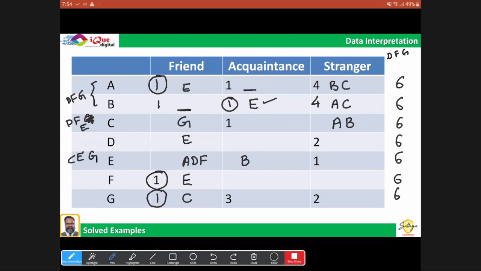Now G for sure is a stranger for whom? G is a stranger for A and B. What is the reason for that? If you get that G is a stranger for A and B, what is the reason for G being a stranger for E and B? Correct. G has only one friend, that is established. G has 3 acquaintances and G has 2 strangers.